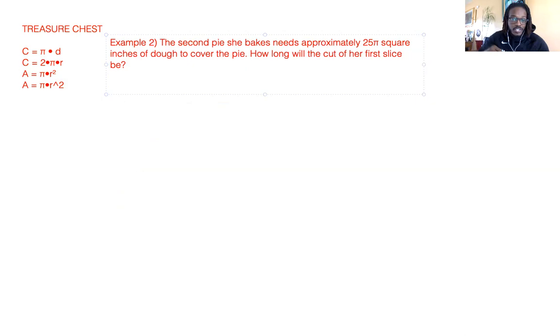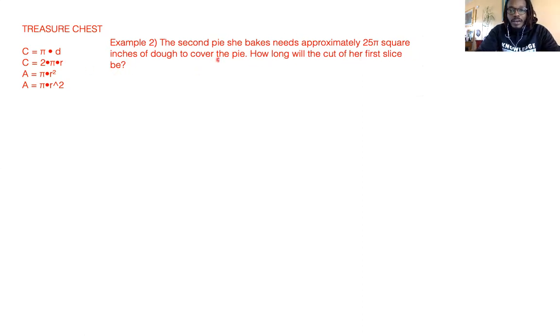When we see the thing square inches, that's a clue for us, and we're going to talk about what that is in a second. How long will the cut of her first slice be? This is using some very creative language to tell us a couple of things. First, I need to figure out what I'm looking for. That lies in this question right here that says, how long will the cut of her first slice be?